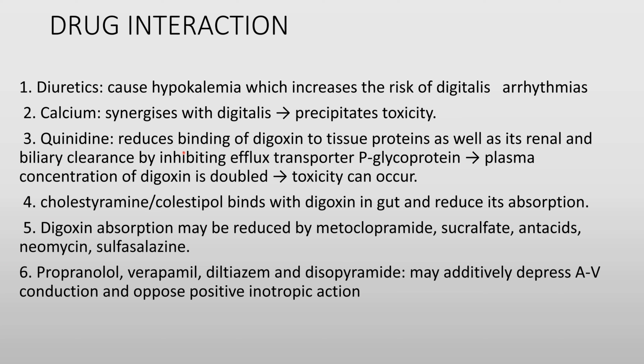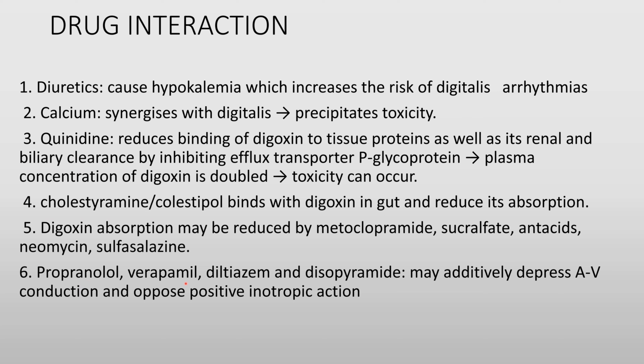Quinidine reduces the binding of digoxin to tissue proteins as well as its renal and biliary clearance by inhibiting the efflux transporter P-glycoprotein, due to which plasma concentration of digoxin is doubled, and so digoxin toxicity can occur. Cholestyramine or colestipol binds with digoxin in the gut and reduces its absorption. Digoxin absorption may also be reduced by metoclopramide, sucralfate, antacids, neomycin, sulfasalazine.